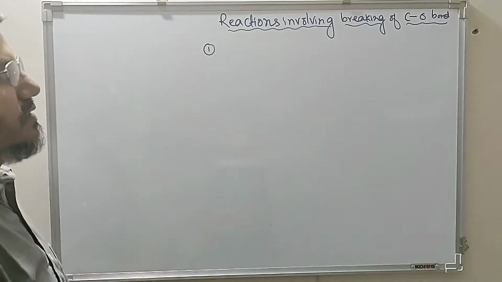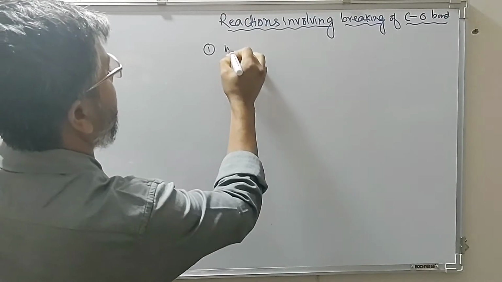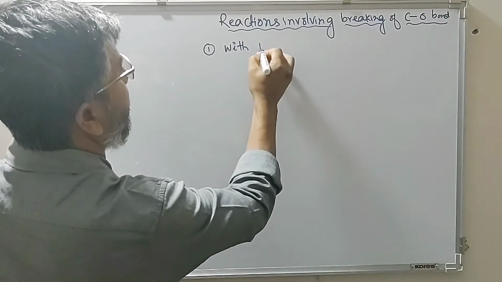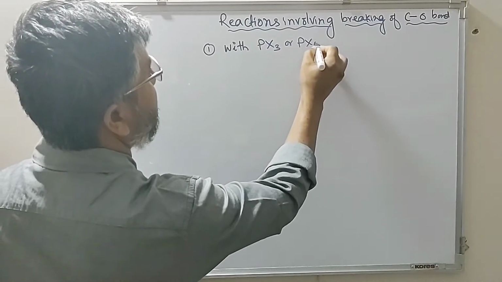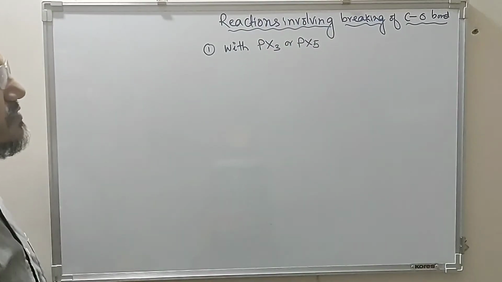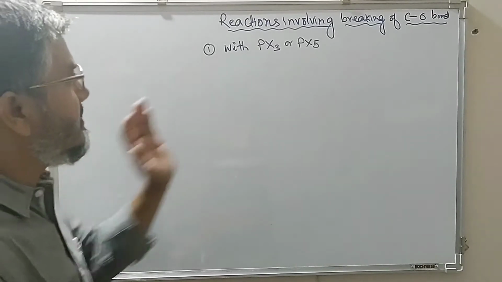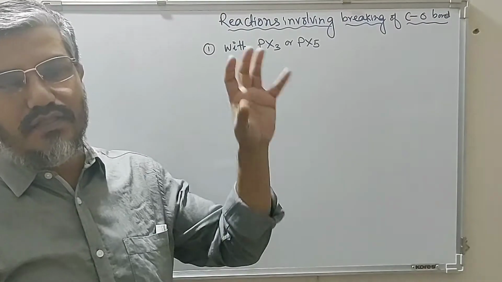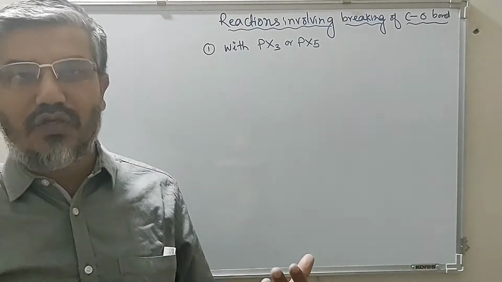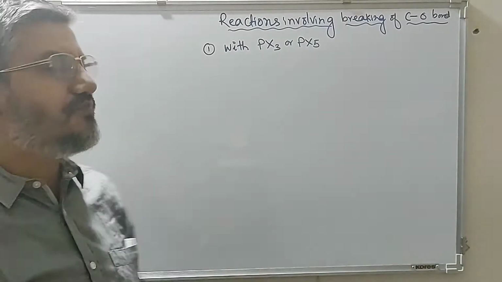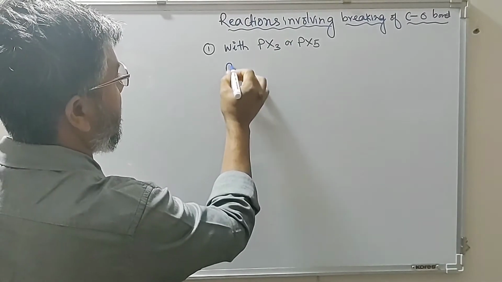Look at this, the reaction is with phosphorus halides. Reaction with PX3 or PX5, phosphorus trihalide or phosphorus pentahalide. Now this reaction we have already discussed while discussing the general methods of preparation of alkyl halides from alcohol. So again we are repeating the same reaction.